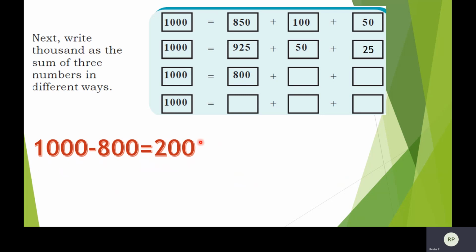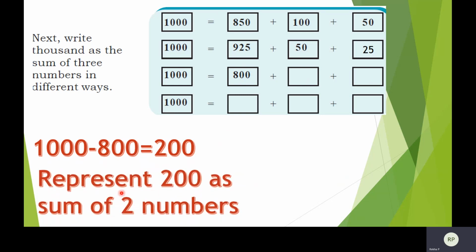Okay. So now what you have to do? See this 200, you have to represent 200 as the sum of two numbers. How will you do that? As we did in the previous slide, you have to represent 200 as the sum of two numbers. Again, you can have multiple right answers. First, choose any number which is less than 200 and fill in this column. So I am giving 50.